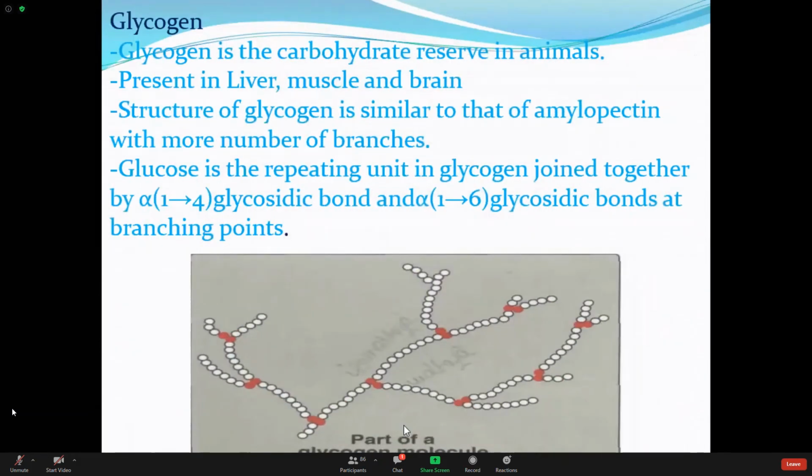Have a look at this particular picture. The white colored balls are all 1,4 variety. Here the branching started, so this is the 1,6 variety. Again 1,4, 1,4, 1,4, all 1,4 varieties. And here the branching started, it is the 1,6 variety. Again 1,4, 1,4, 1,4. This is also 1,4 variety. Here the branching started, so this is the 1,6 variety. Am I clear? Only the branching point, the red one, is the 1,6 variety of glycosidic linkage. The rest are all 1,4 variety.